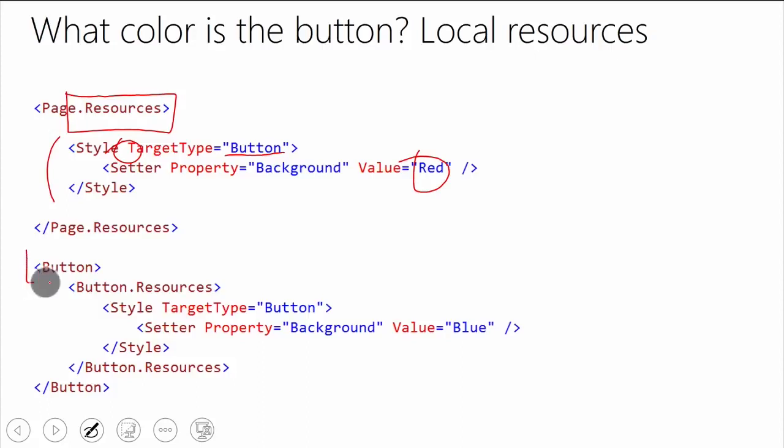But now here's our button, and boy, are we showing something cool here. A button also has a resources property, which is also a resource dictionary, into which we can also put a style. Fascinating. In this case, it's also implicit, targeting a button and setting the background to blue. So here is what's interesting about this. Where does the scope begin, right?